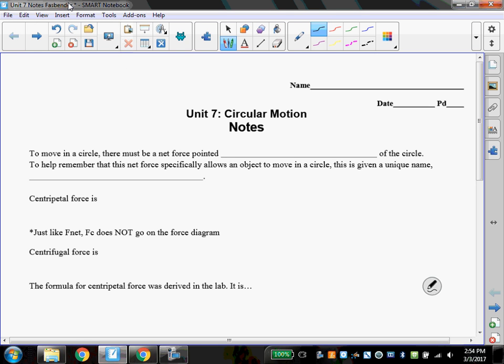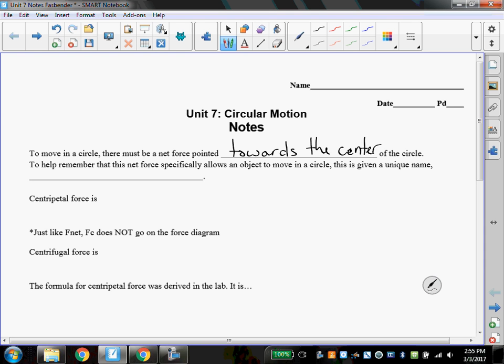This unit, we are focusing on a very interesting aspect of motion, circular motion. Now, in order for us to move in a circle, there has to be a net force pointed towards the center of the circle. If we do not have a net force pointed towards the center of the circle, we won't be able to move in a circle. So, to remember this very special net force, we give it a unique name.